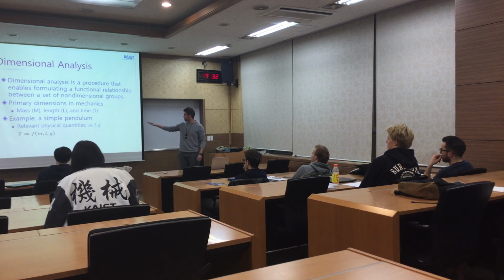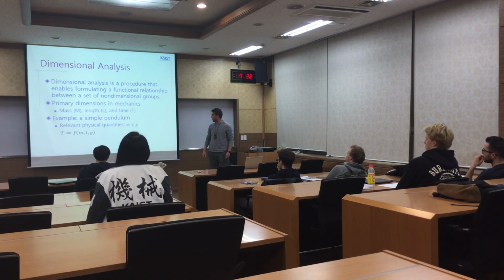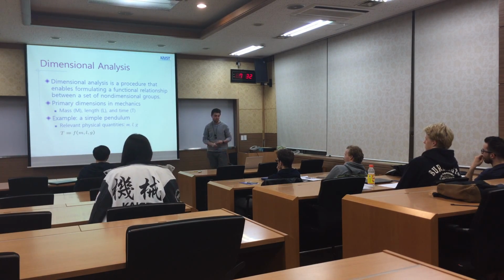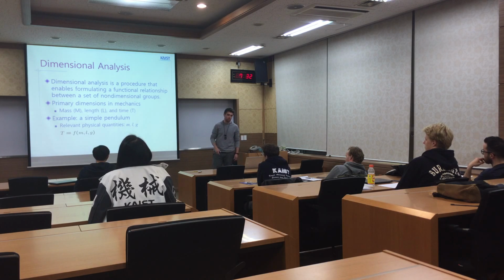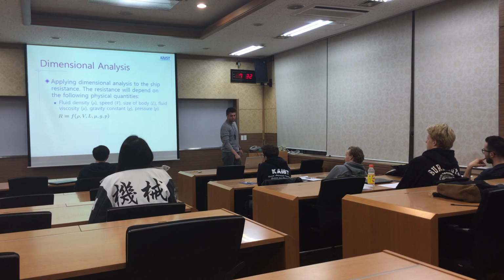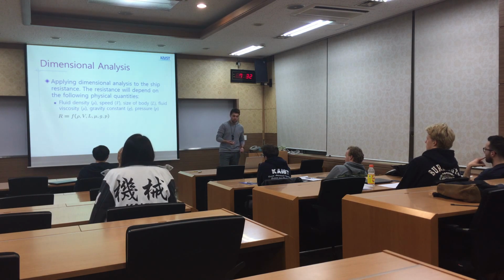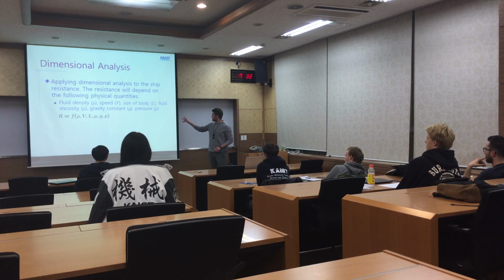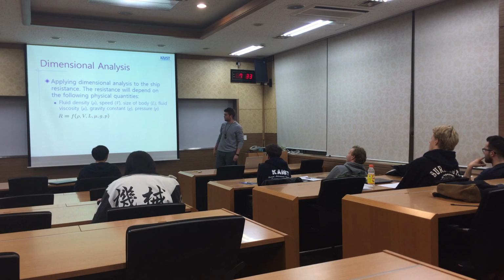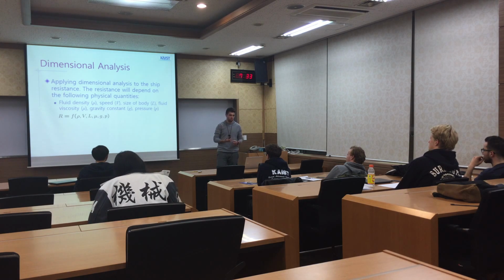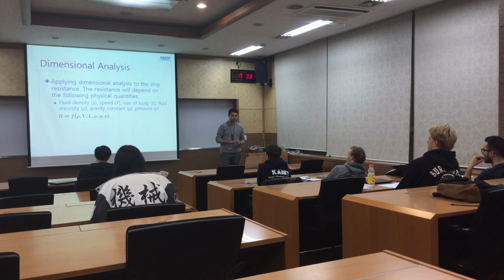groups. For example, you have a simple pendulum, and therefore you have the dimensions of mass, length, and time. You can create a function and predict the movement, the speed, and all kinds of things of this pendulum. And to apply this to shipbuilding, you need these physical quantities: the fluid density, so basically water, seawater or normal water, the speed, the size of the body, the fluid viscosity, the gravity constant, of course, and the pressure.